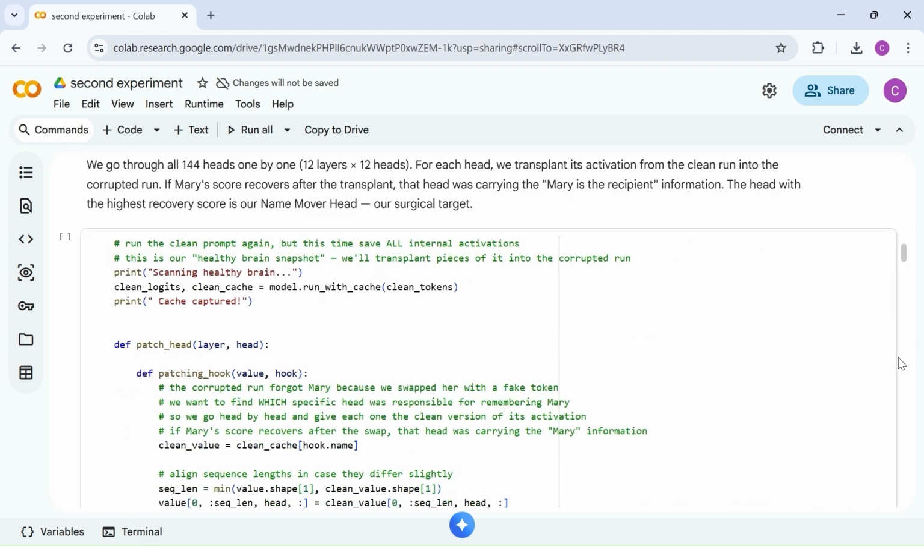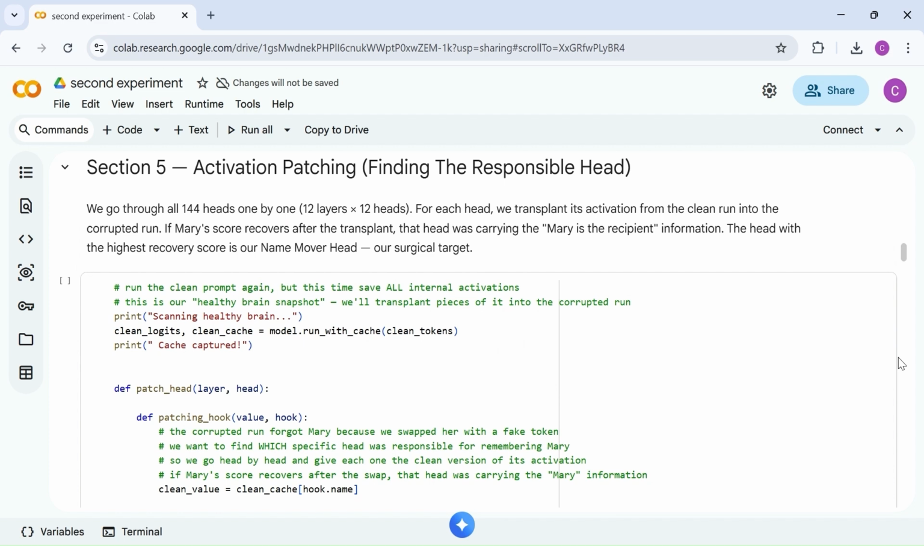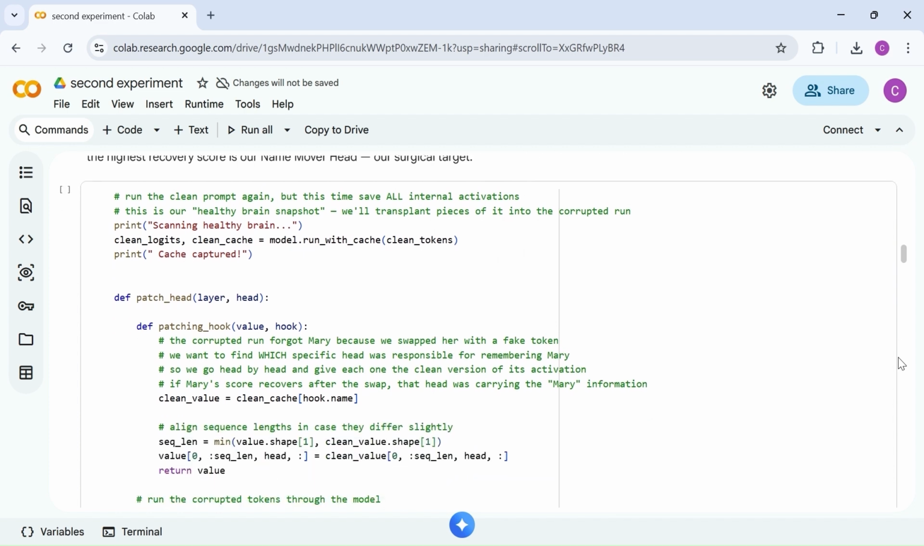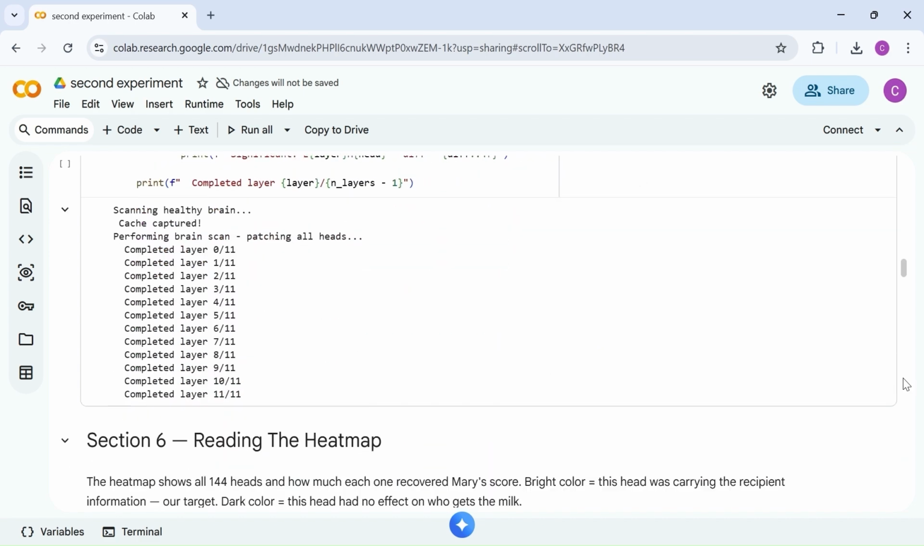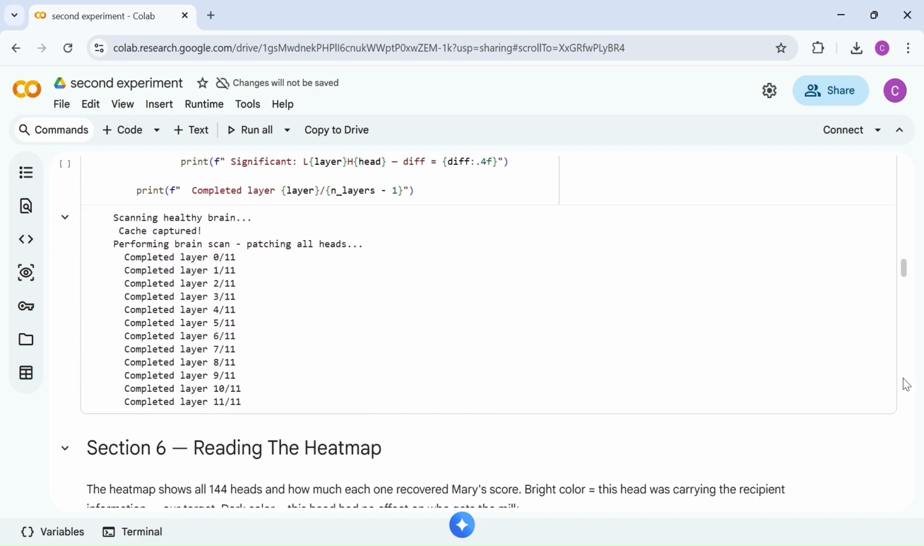So, let's plot our internal activations. Let's run the original sentence again. And this time, we are not just going to collect the output, we are going to record everything with it: every layer, every attention head, and every internal activation. This is like taking a full MRI scan of the model's brain. So now we have a snapshot of what a Mary decision looks like internally.